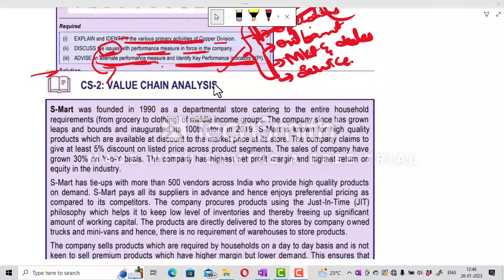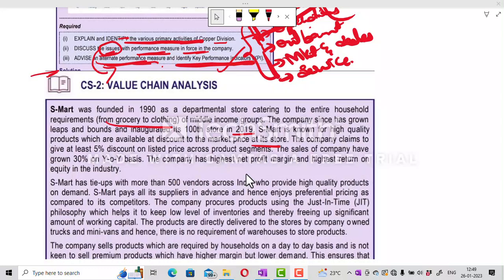S-Mart was founded in 1990 as a departmental store catering to entire household requirements from grocery to clothing of middle income groups. The company has since grown by leaps and bounds and inaugurated its 100th store in 2019. S-Mart is known for high quality products which are available at a discount to market price at its stores. Okay, they are giving discounts.